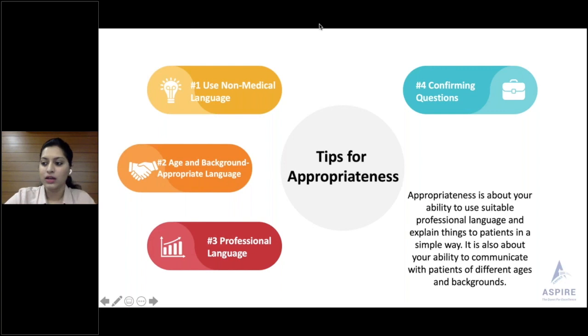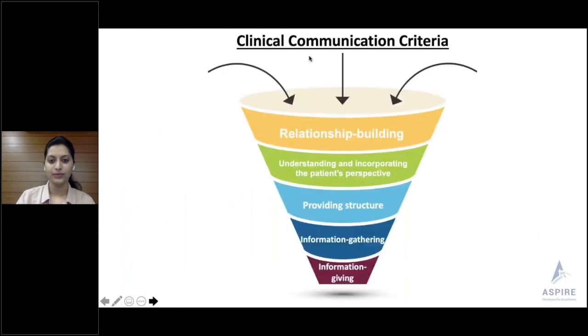Confirming questions. Consider asking questions to ensure that you have understood the patient and that the patient has understood you correctly. So clarifying is one of the important factors and you should not forget about it. So let's look into the clinical communication criteria. Each of these is marked out of 3 and you will have to get a 2 to get a B grade. It includes relationship building, understanding and incorporating the patient's perspective, providing structure, information gathering, and information giving.